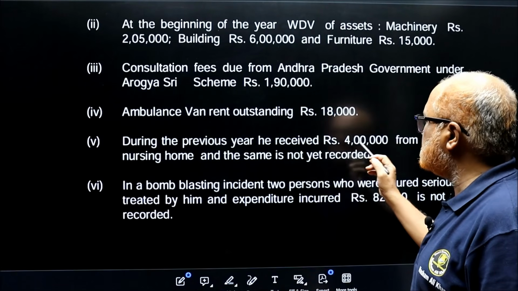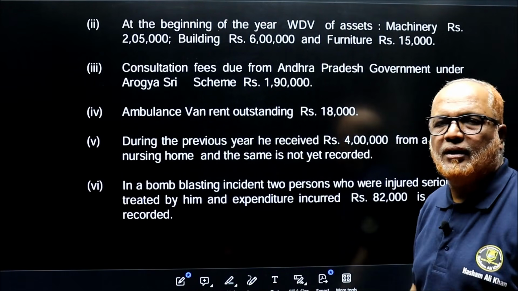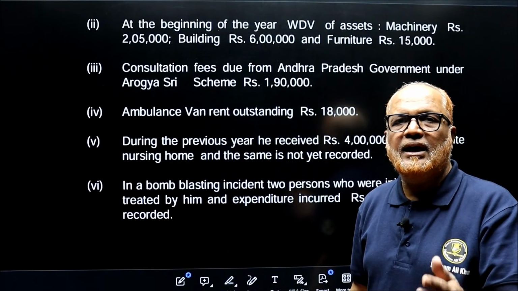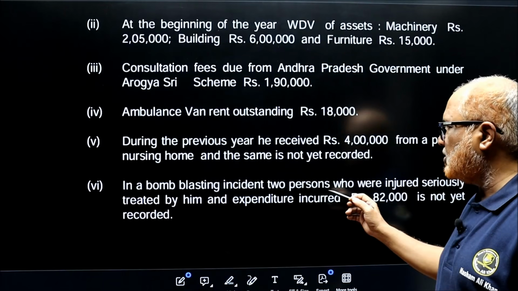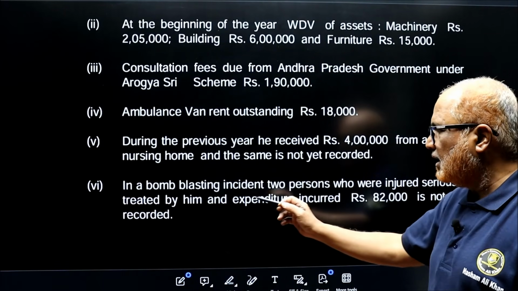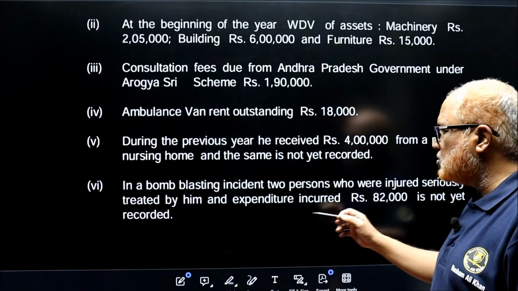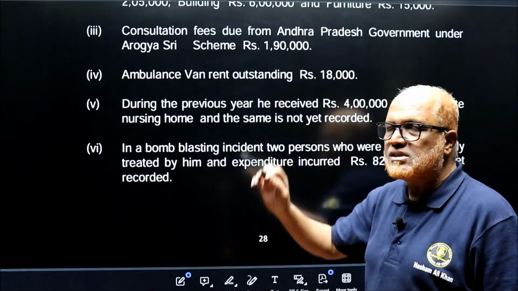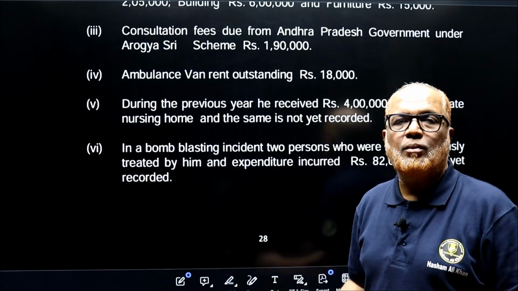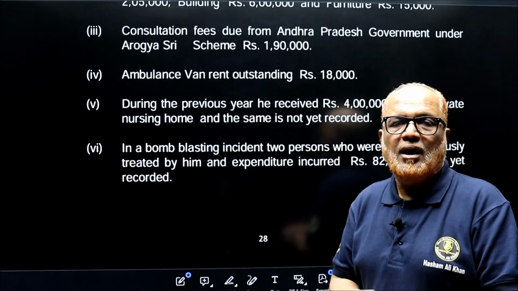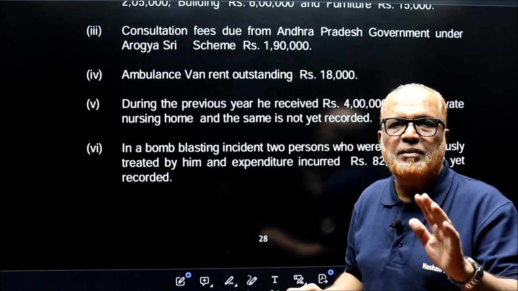During the previous year, he received 4 lakh from a private nursing home and the same is not yet recorded. It is unrecorded income, which we will record now. In a bomb blasting incident, 2 persons were injured seriously and treated by him, and the expenditure incurred of 82,000 is not yet recorded. That means this doctor has spent 82,000 rupees on bomb blast victims, and that expenditure is not recorded. The Income Tax Act says it will be allowed as a deduction.